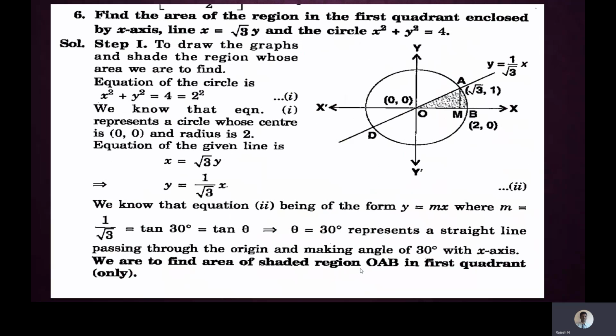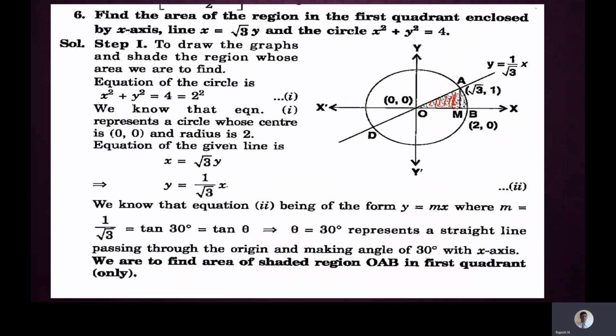Find the area of the region in the first quadrant enclosed by the x-axis, the line x equals root 3 y, and the circle x squared plus y squared equals 4. So x squared plus y squared equals 4 is a circle with center (0, 0) and radius 2, and this is a line. You have to find the area, which means this portion.